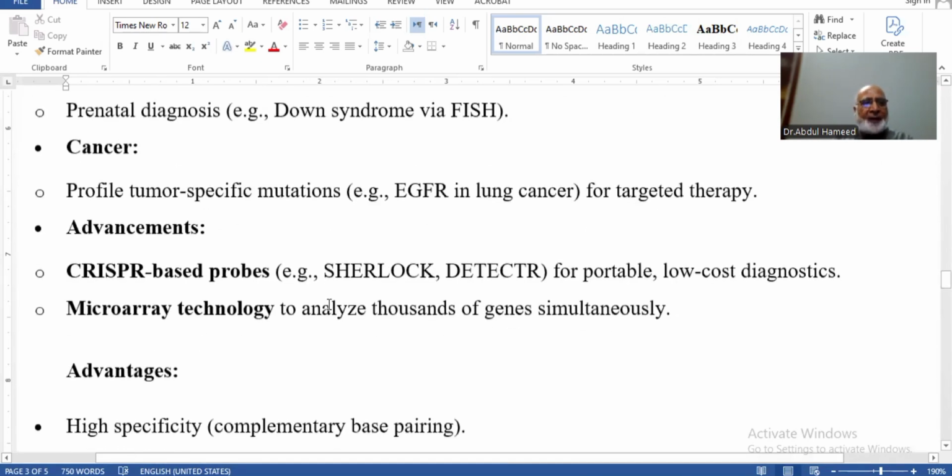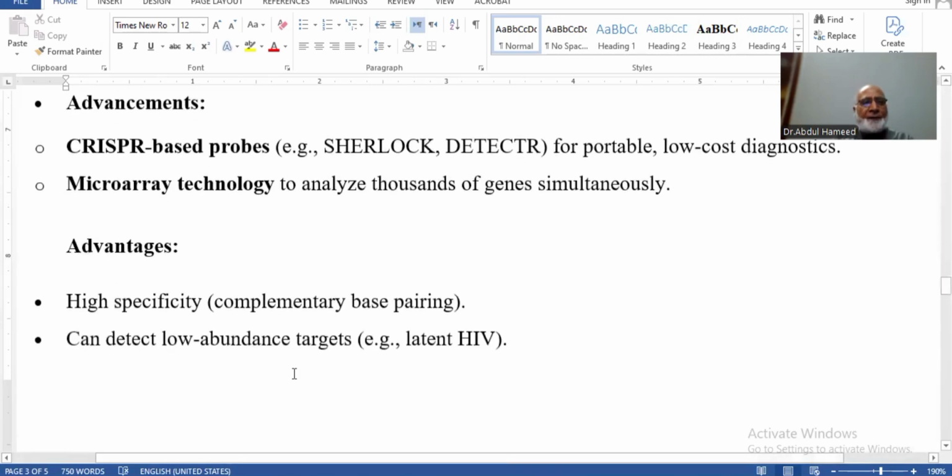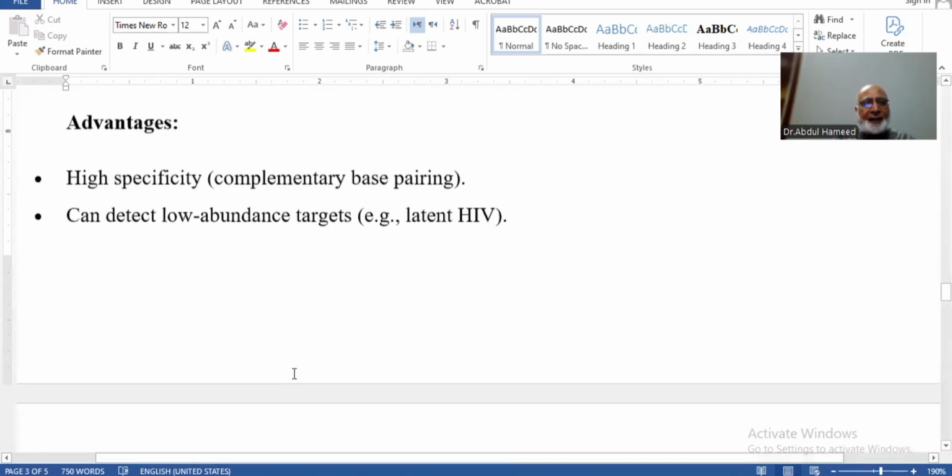therapy. The advancement in this case: CRISPR-based probes for portable, low-cost diagnosis, and microarray technology to analyze thousands of genes simultaneously. So advantages: highly specific complementary base pairing, and can detect low abundance targets, for example having HIV virus, but the outcome of disease was not apparent at that time.